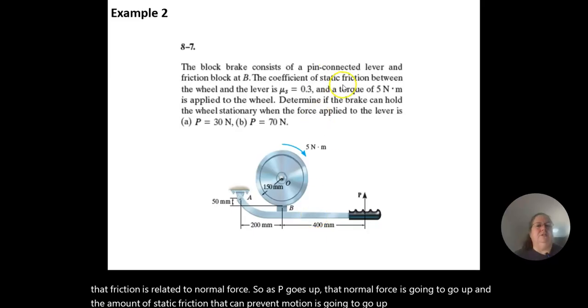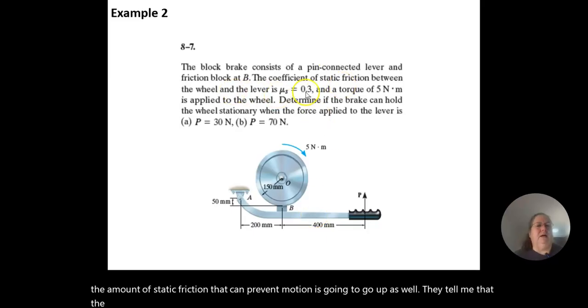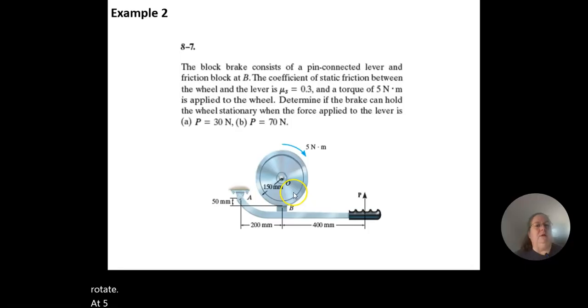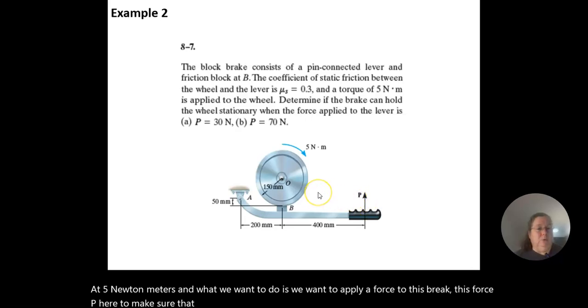They tell me that the coefficient of static friction between the wheel and the lever is 0.3. They also tell me that a torque of 5 Newton meters is applied to the wheel. So this wheel wants to rotate at 5 Newton meters. And what we want to do is apply a force P to this brake to make sure that it will not move.